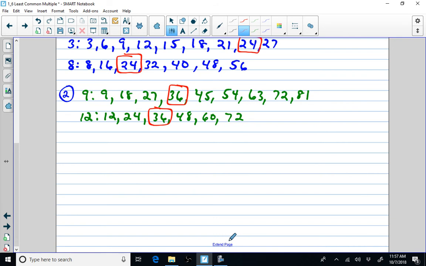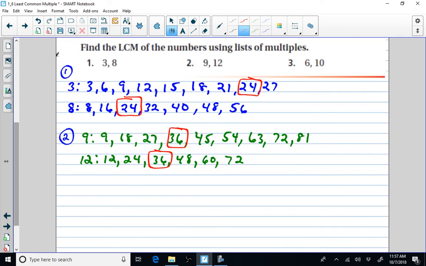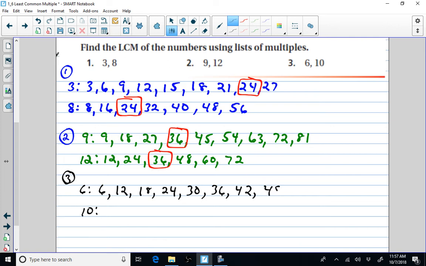Problem number 3, or our third example. Let's try 6 and 10. We have 6, and I have 10. For 6, we have 6 times 1 is 6, 12, 18, 24, 30, 36. 6 times 7 is 42, 6 times 8, 48. For 10, we have 10, 20, 30, 40, 50, 60. Least common multiple: I don't see 10, I don't see 20, but I do see 30.